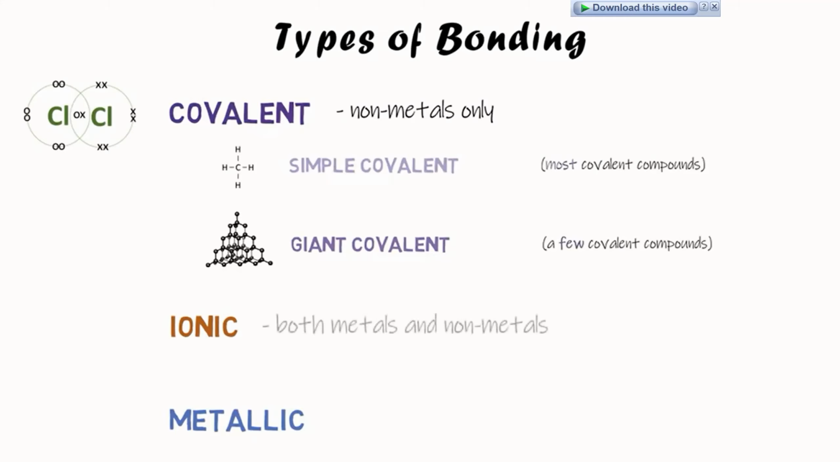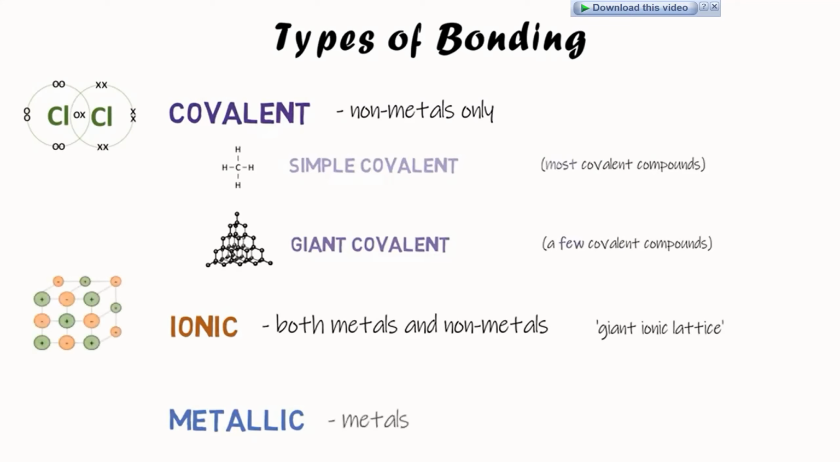Ionic bonding is not sharing electrons, it's giving and taking electrons. This happens when you've got both metals and non-metals together. You must have at least one metal and at least one non-metal. And when they react together, they form this giant ionic lattice of positive and negative ions. And finally, metallic bonding occurs only within metals, so non-metals are never involved. We've got the positive ions and their delocalized electrons.